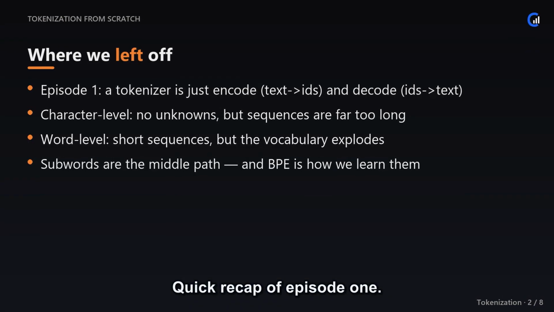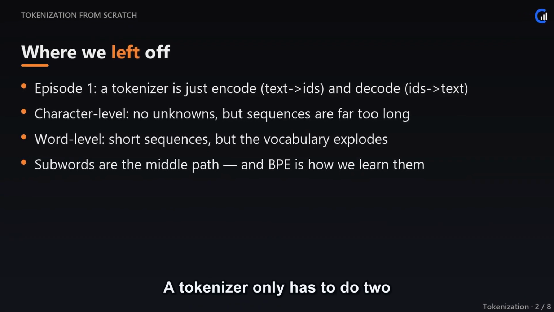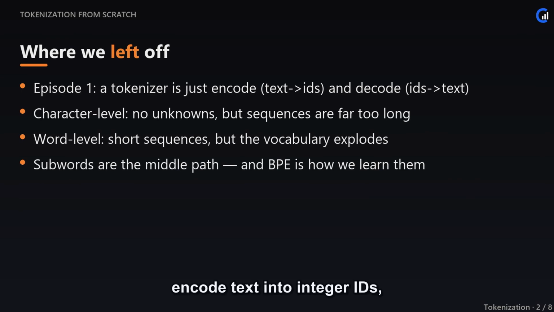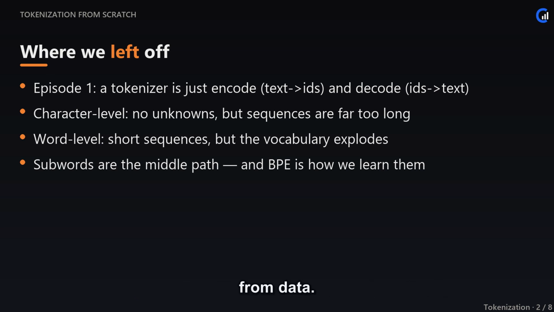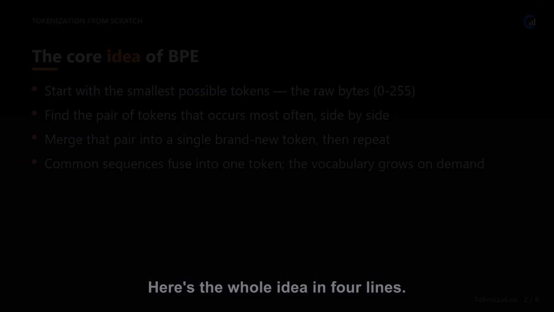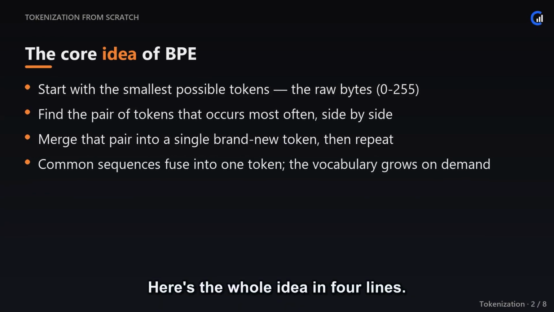Quick recap of episode 1. A tokenizer only has to do two things: encode text into integer IDs and decode them back. Characters never hit an unknown token but make sequences painfully long. Words keep sequences short but blow up the vocabulary. Subwords give us the best of both, and byte pair encoding is the algorithm that discovers those subword pieces automatically from data.